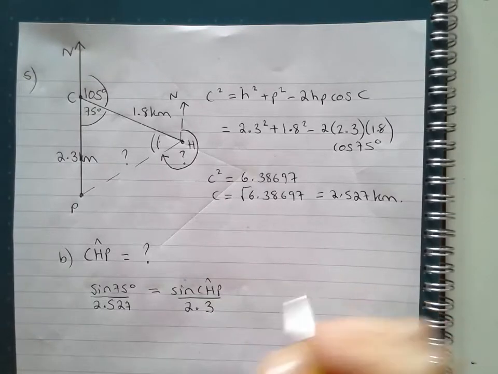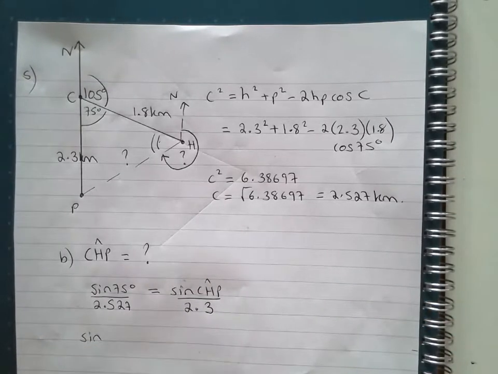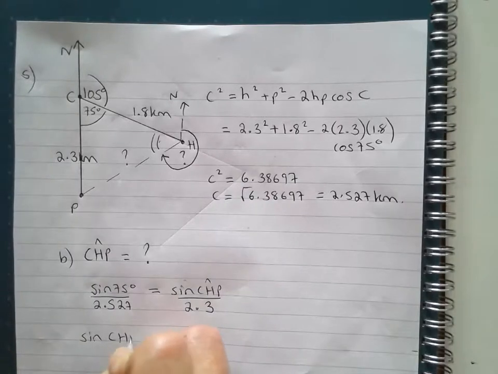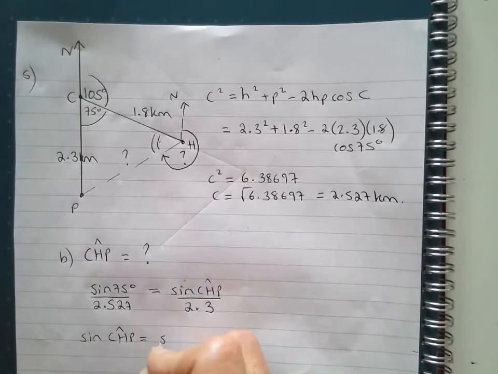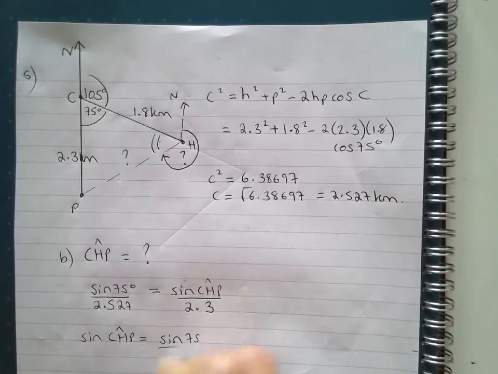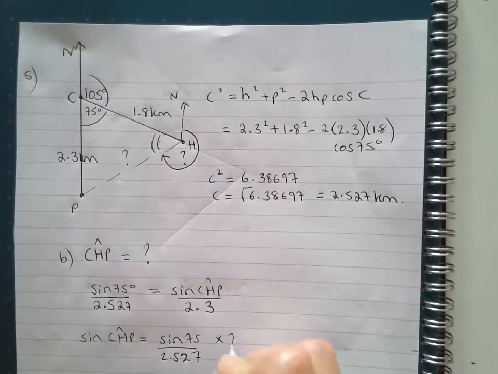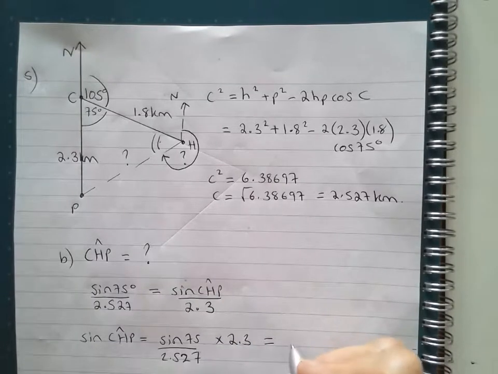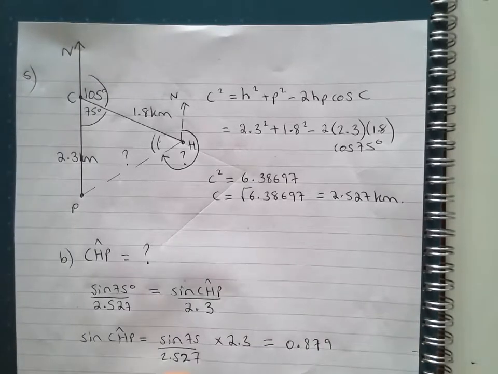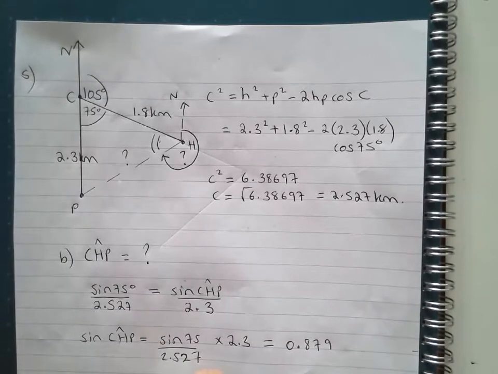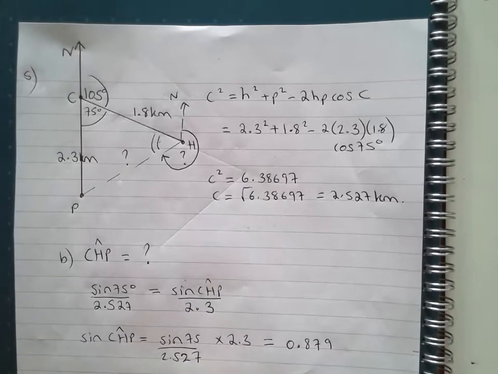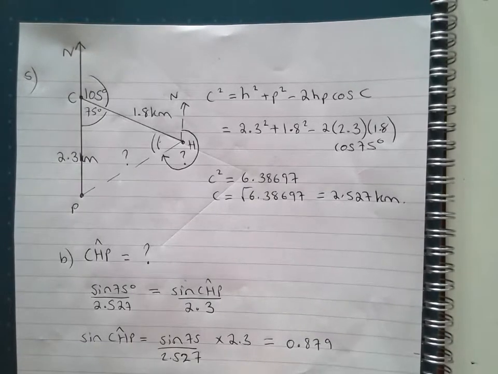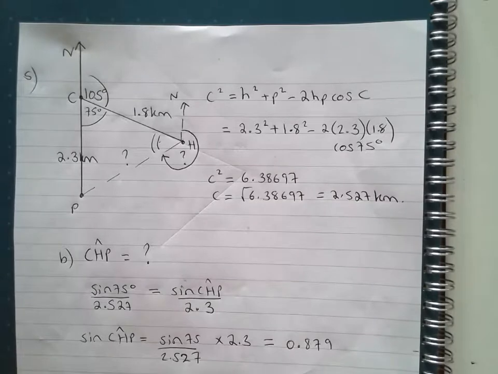So rearranging that to get the sine of CHP, I know that I can get the sine of 75 divided by 2.527 and multiply by 2.3, and that becomes 0.879. And then I'm going to do inverse sine to get the angle, which is 61.5.